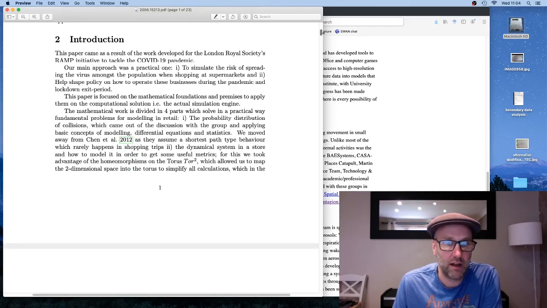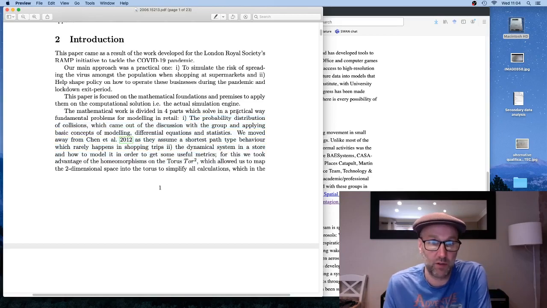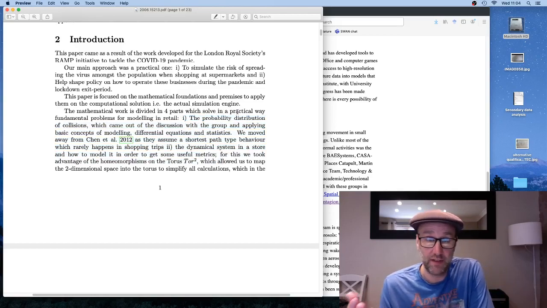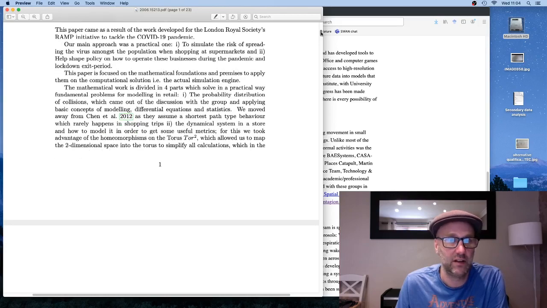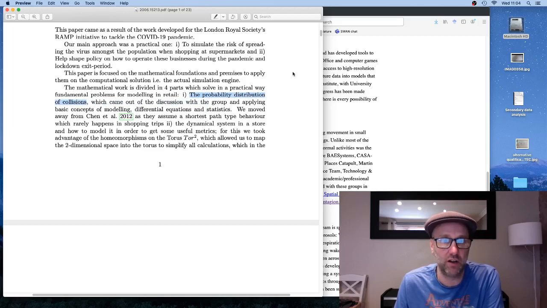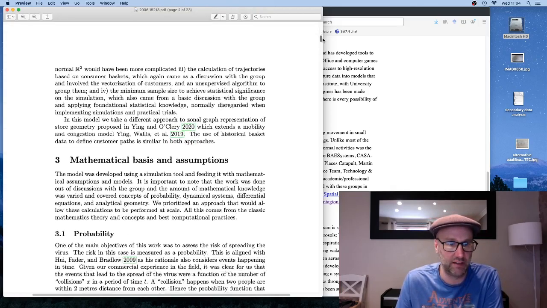Well, there's 4 main parts listed here. We'll look through them. And then there's a 5th part, which has been relegated to the appendix. And that's actually the interesting bit for us. That's the bit that we're going to concentrate on. I don't know why they've shoved it out to the end. But what they did was they looked at modeling the probability distribution of collisions. So let's start with that.